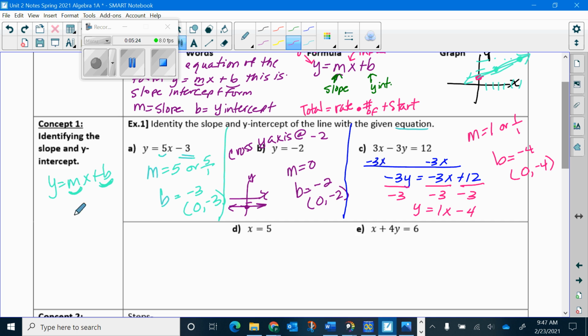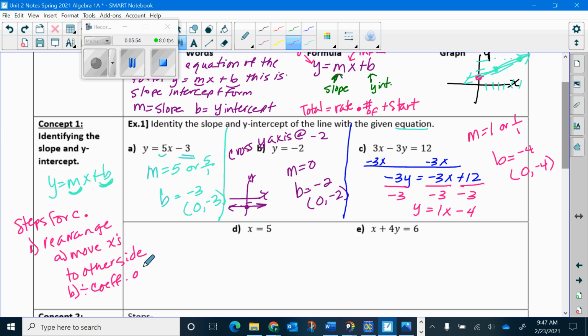For letter C, let's go ahead and do some steps for C. Basically what we did is the first thing is we rearranged. So to rearrange, A, the first thing we did is move x's to the other side. And then B, divided by the coefficient of y.